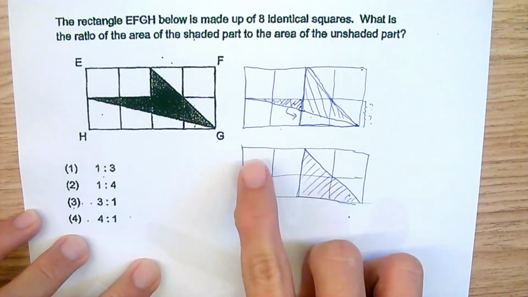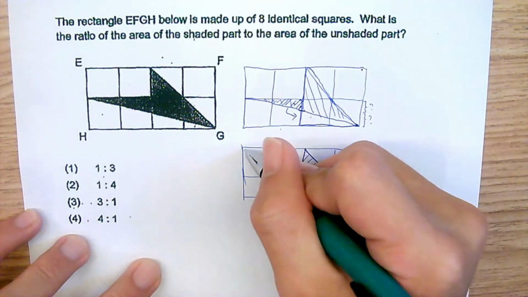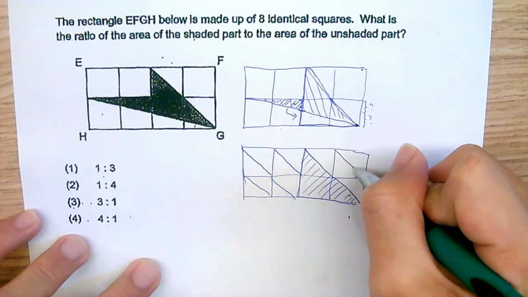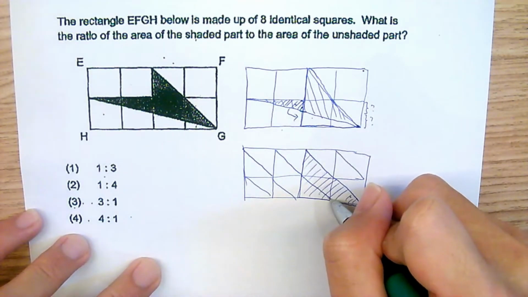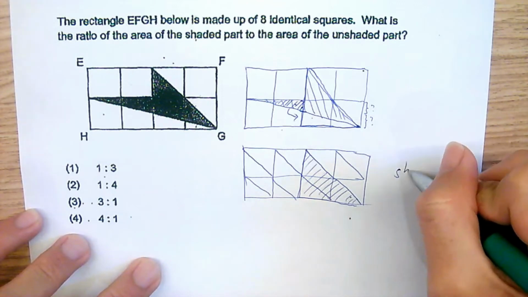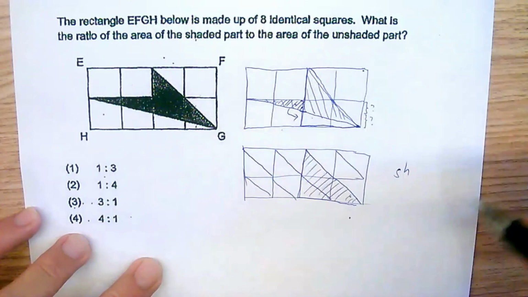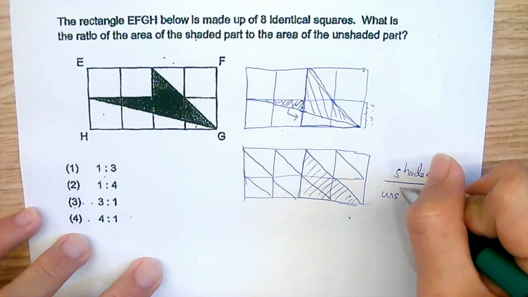Because I can simply cut each square into 2 triangles, like that. I'm going to cut it all like this. Then I can start counting how many triangles are shaded, how many triangles are not shaded. So it will be easy. The question is what is the ratio of the shaded part to the area of the unshaded part. Shaded over unshaded.